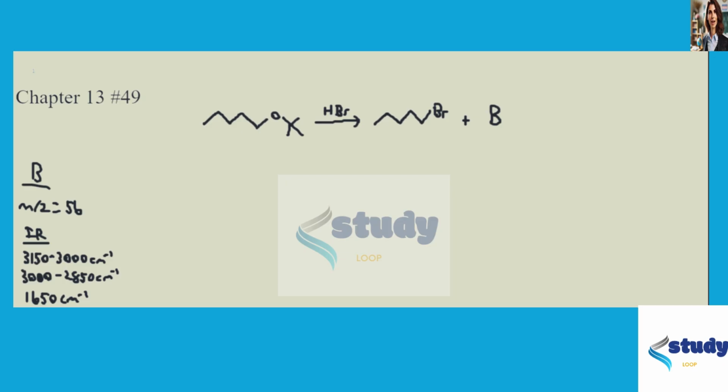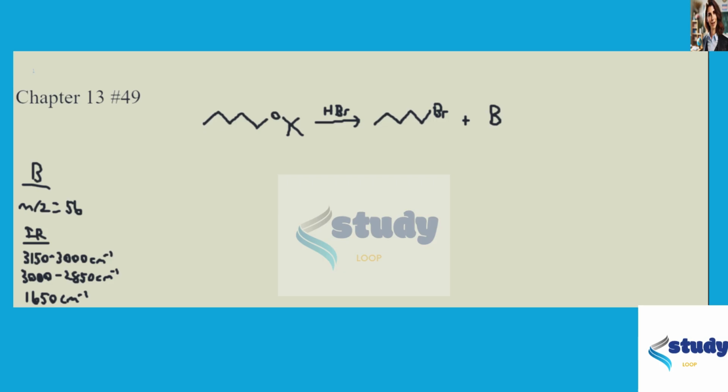This is the answer to Chapter 13, problem number 49 from the Smith Organic Chemistry textbook. This problem tells us that reaction of t-butyl pentyl ether with HBr forms 1-bromopentane and compound B. We're then told that compound B has a molecular ion at 56.